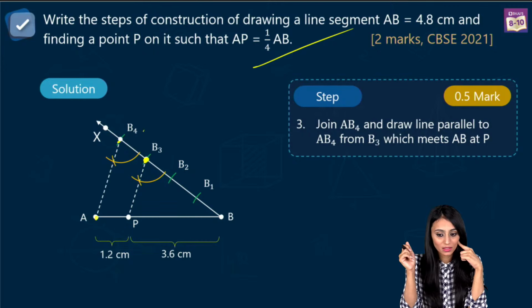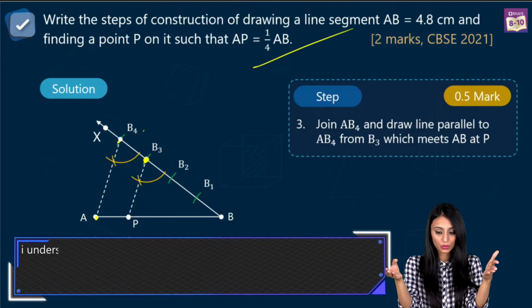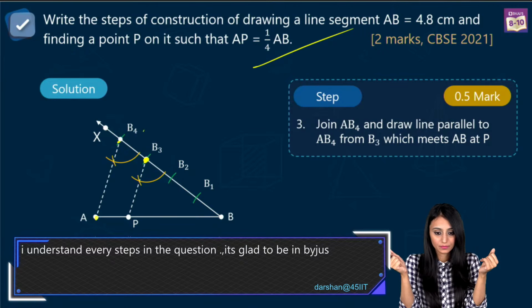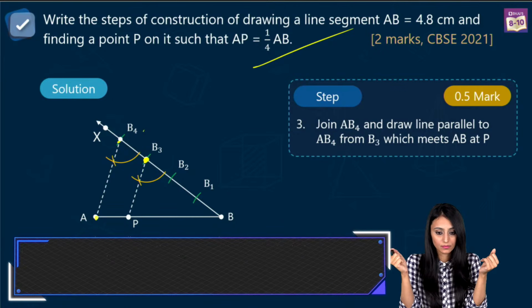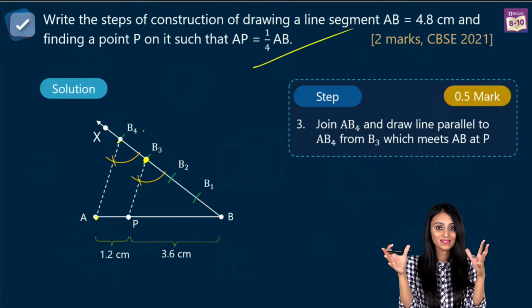How to take X line? Which line? Which X line? You are using a ruler for this line to draw 4.8 centimeter. It says write the steps of construction of drawing a line segment AB, right?